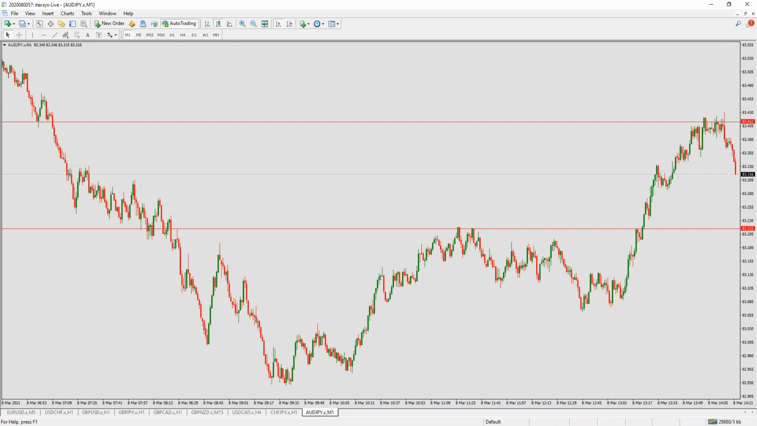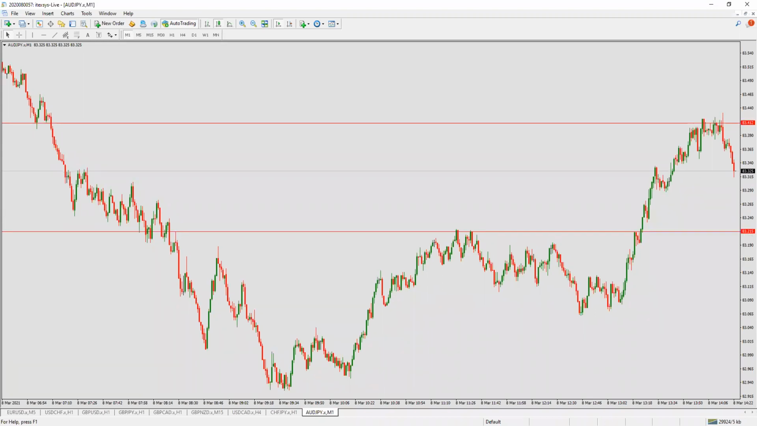Okay, let me go through your messages. All right, we will check the Canadian again, the Swiss, in a second. Just to remind you, if you have any other assets you prefer, like indices or commodities, we can check them too.